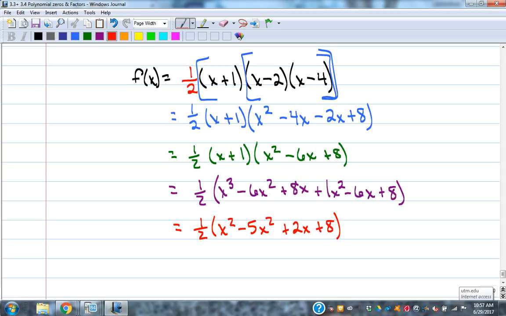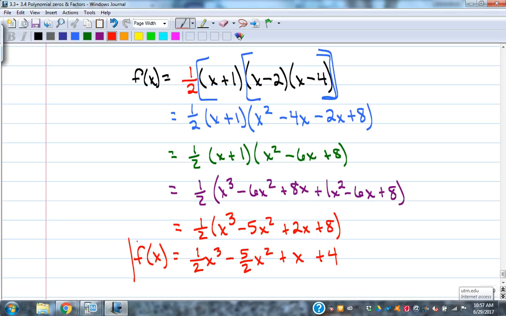The x to the third should be right there. I'm sorry, I did mess something up. I said x to the third and didn't write x to the third. X to the third minus 5x squared plus 2x plus 8. And then I'm distributing 1/2 to all of that. So that's 1/2 x cubed minus 5 over 2 x squared plus x plus 4.